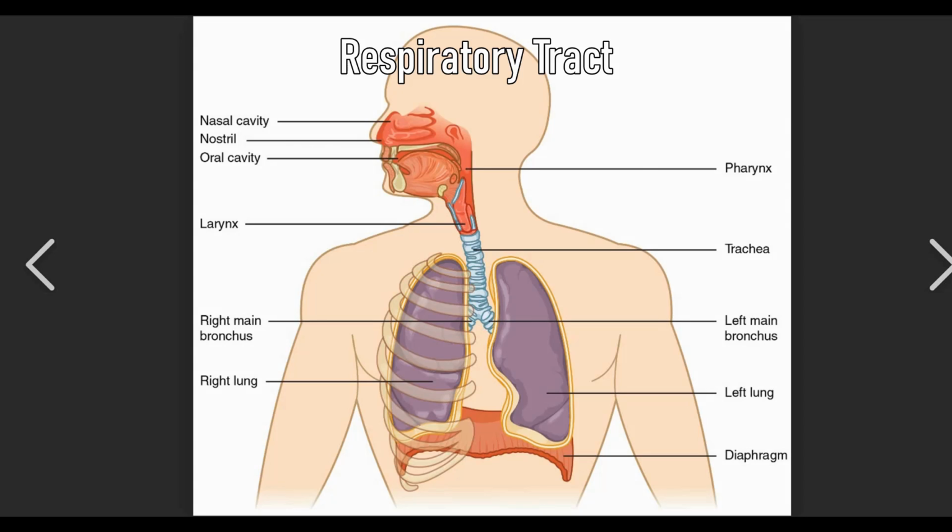Hi everybody. Today we are going to learn about anatomy and physiology of the respiratory system. Now let's see the respiratory tract. Air enters through the nostril into the nasal cavity, moves into the pharynx, then into larynx. From larynx it enters trachea. Trachea divides into two bronchi, and each bronchus enters the lungs, where bronchus gets divided into secondary, tertiary bronchi, bronchioles, and finally into alveoli.